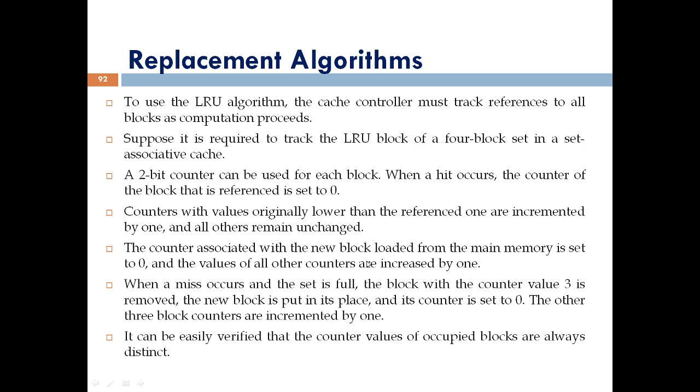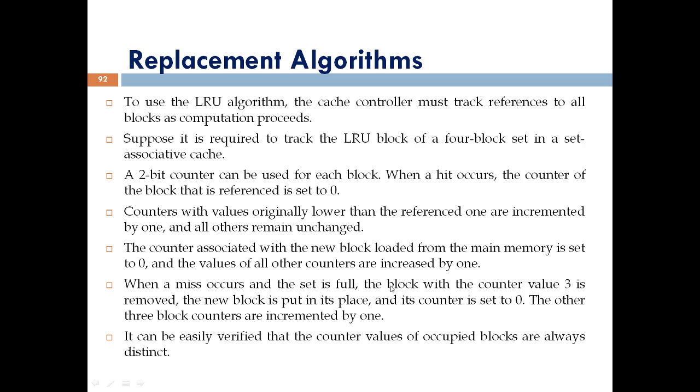The counter associated with a new block loaded from the main memory is set to 0. Again, when a new block comes to the cache memory, it is also set to 0, and the values of all other counters are increased by 1. When a miss occurs and the set is full, the block with the counter value 3 is removed. 3 is the maximum value for this 2-bit counter.